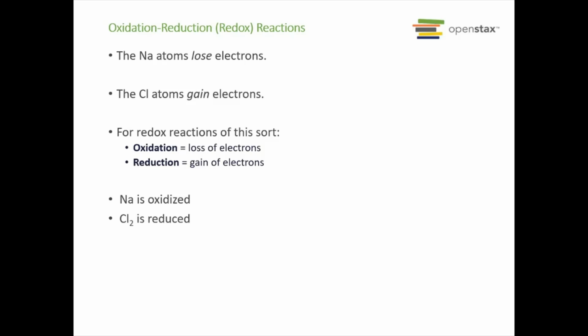Now, when we have redox reactions, these terms often get confused. People get them mixed up. Oxidation means that you are losing electrons. Reduction is gaining electrons. So we have some sayings in chemistry to help remember. OIL RIG is the main one. Oxidation is loss. Reduction is gain.